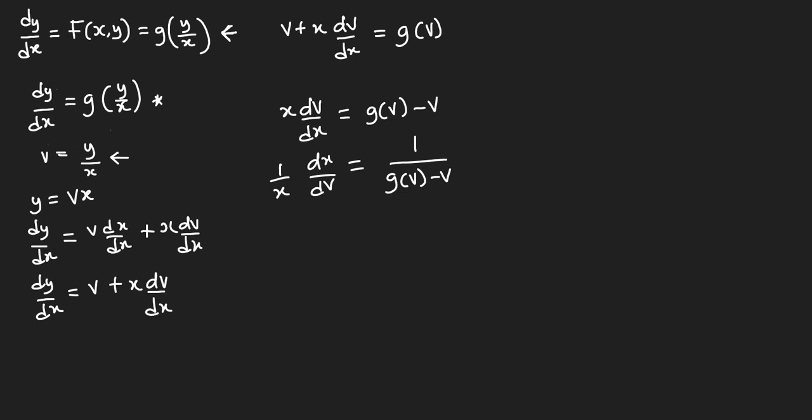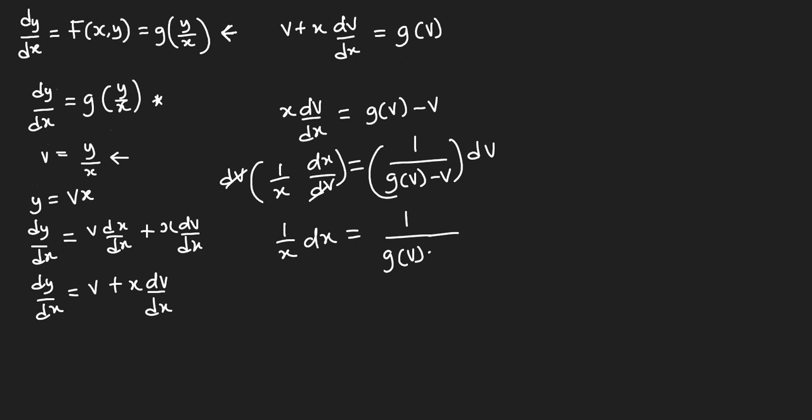At this point, I can multiply through by dv, so that the dv on the left hand side will be cancelled out. Then you have 1 over x dx equal to 1 over g of v minus v dv. You see that you've separated the variables, and at this point you can use separation of variables to solve the differential equation.